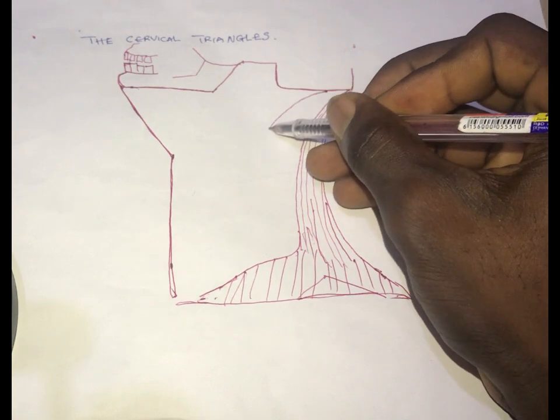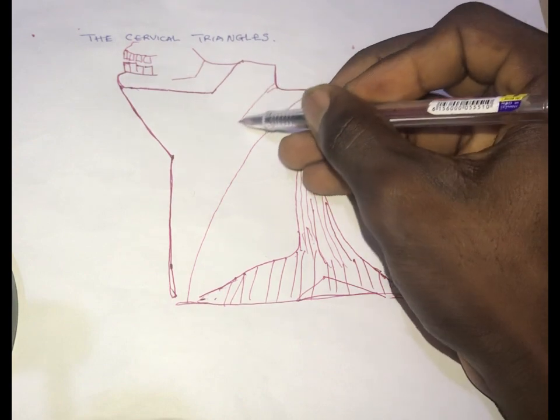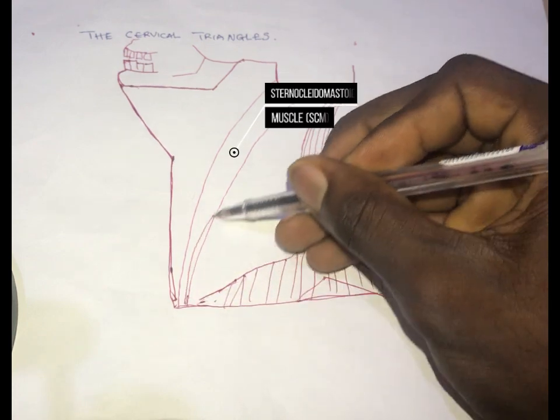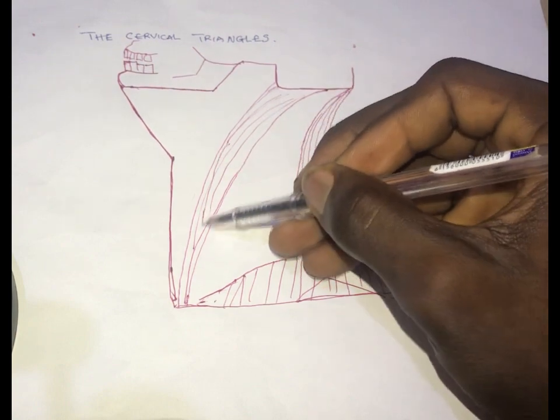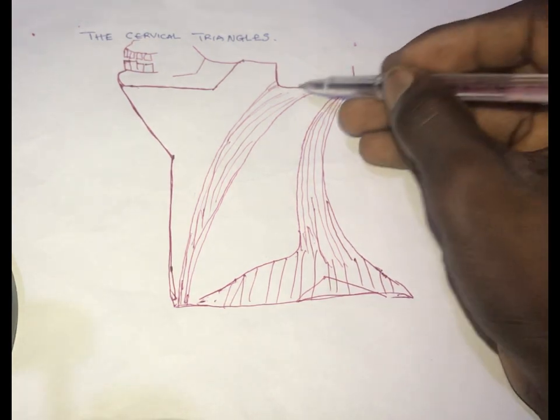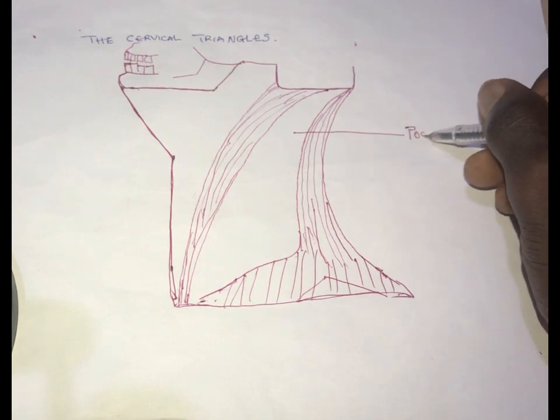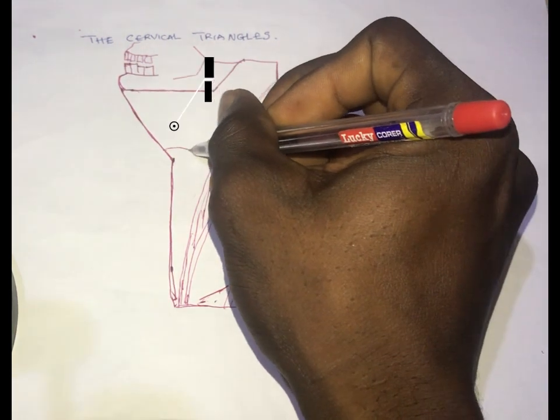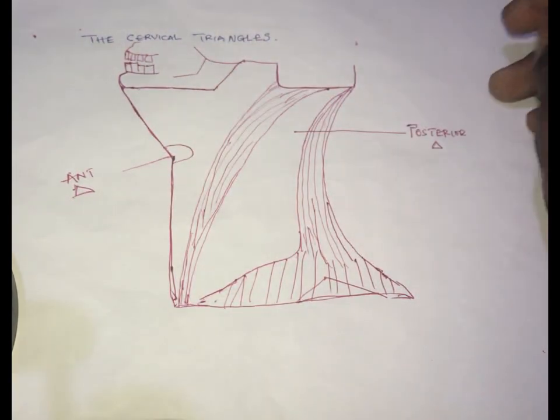So this triangle is further divided into two large triangles by a muscle that runs superior-inferiorly from its point of attachment around the manubrium sternum, the sternocleidomastoid muscle. The sternocleidomastoid muscle divides this triangle into two large triangles known as the posterior triangle that is located posteriorly and the anterior triangle which is located anteriorly around the midline of the neck.